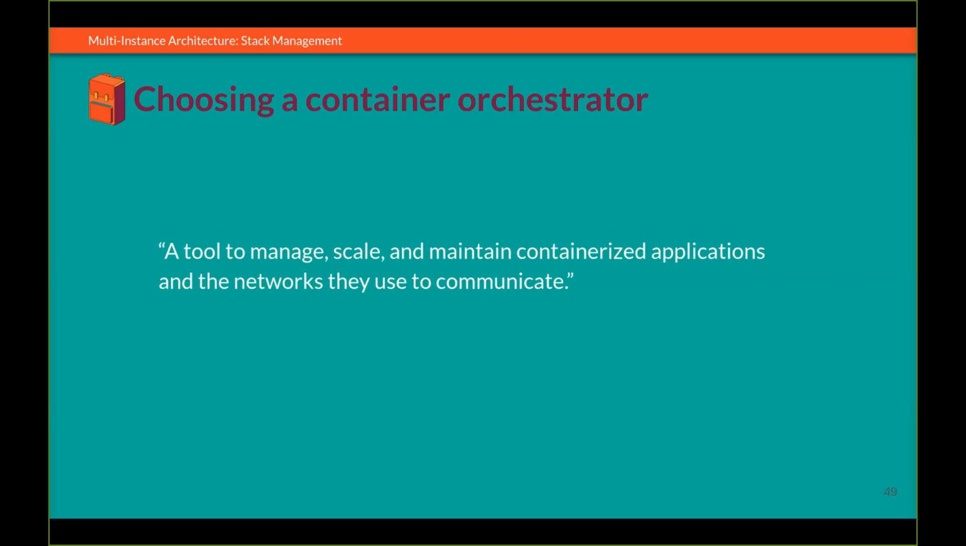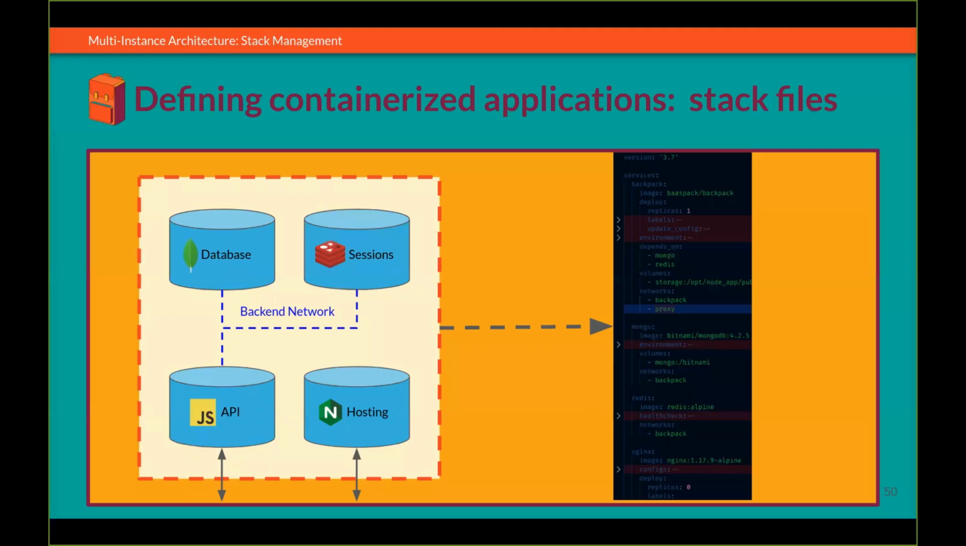So jumping back into this definition, the first part of this that we'll cover is, what is a containerized application? And in Swarm terminology, a containerized application is called a stack. And the stack would represent each of the different components that need to be working together in order to have a single fully running application. Like in this case, it would be our API plus Mongo plus Redis plus Nginx and the backend network that they use to communicate.